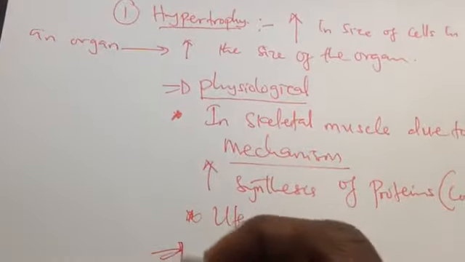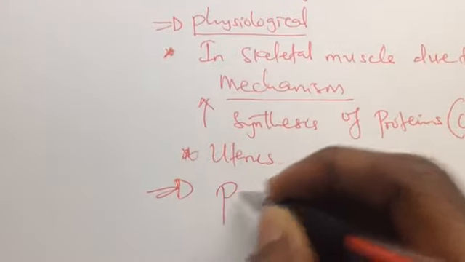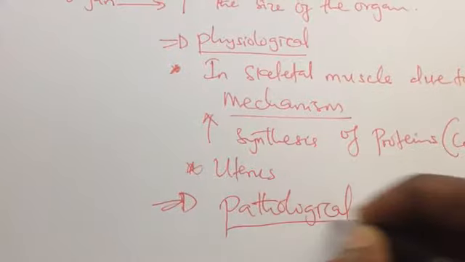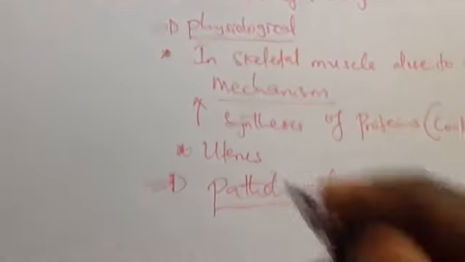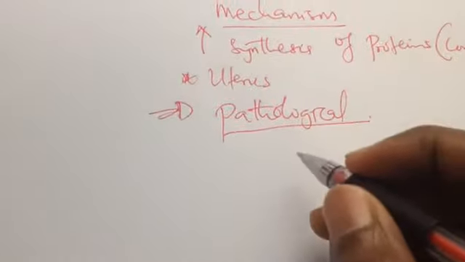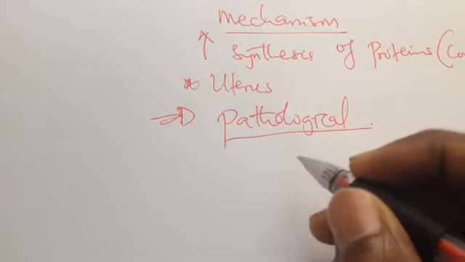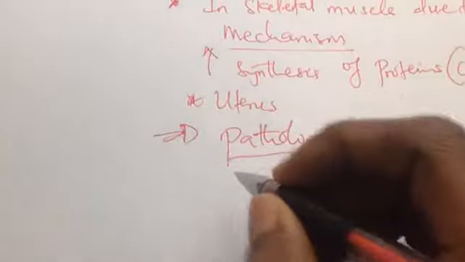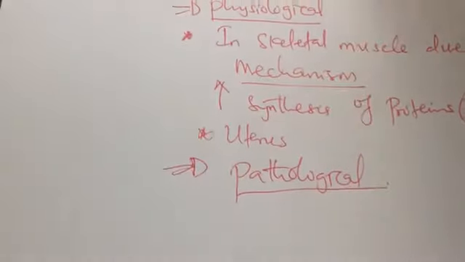Then we have the pathological one, which occurs due to an underlying pathology. Pathological hypertrophy occurs, for example, if someone has chronic hypertension, for 10 years or 5 years. So that person's heart, for example, this is the heart, let us see.